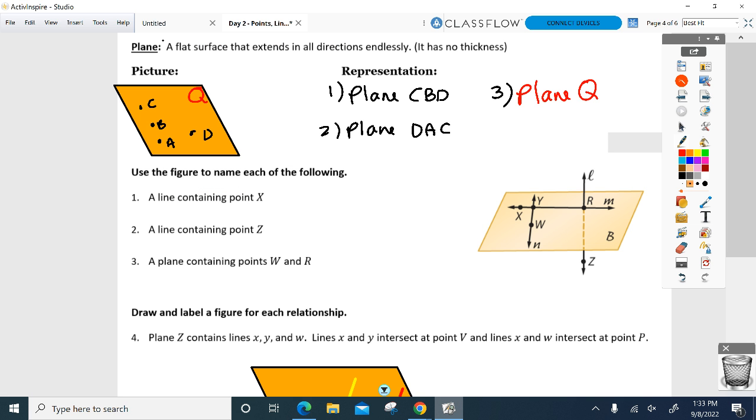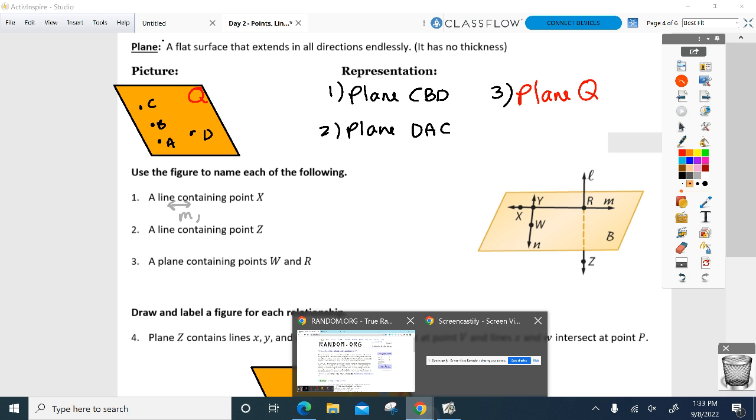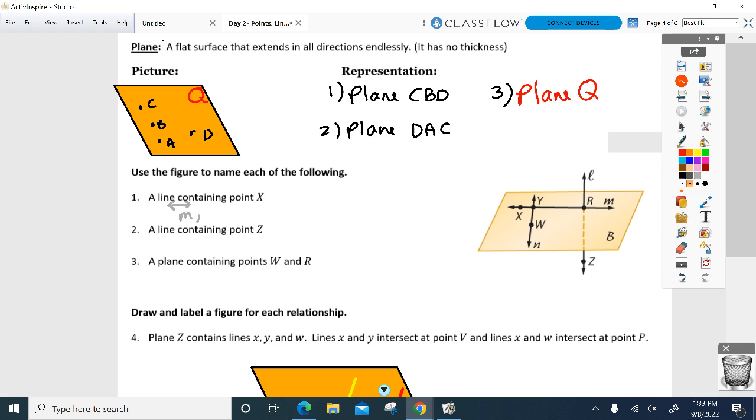23, start us off. Give me a line containing point X. Line M. Fine. You just use that single letter next to it. I'm fine with that. Did anybody name it line XY, line YR, line RYX? Fine, as long as you have 2 points on that line. All good? A line containing point Z now. Line L. You guys like those single letters, huh? Did anybody have ZR, RZ?